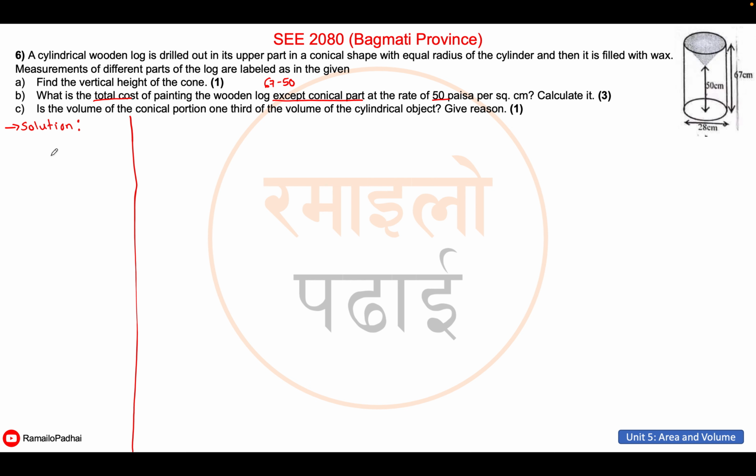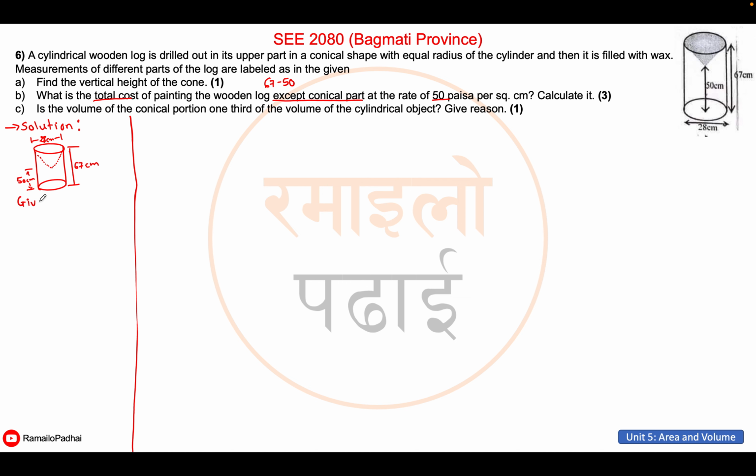After writing solution, we will first draw the figure. So this is the figure, and here a conical portion is cut. The height of the cylindrical log is 67 centimeter. The height from the lower portion of the cone to the base of the cylinder is 50 centimeter, and the diameter of the cylinder is 28 centimeter. This is what is given to us, and we will write it down as well.